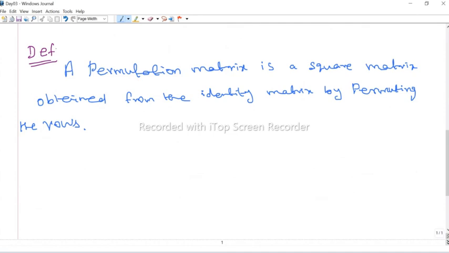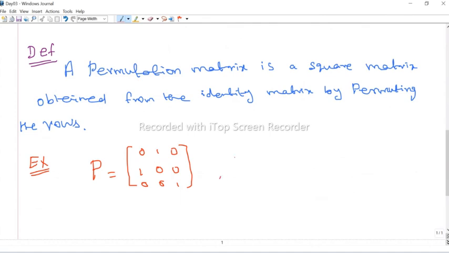So for example, if you take some matrix, usually we call a permutation matrix P. P means permutation. So I take this matrix 0 1 0, 1 0 0, 0 0 1. This is the permutation matrix because I permuted the first row and the second row of the identity matrix.